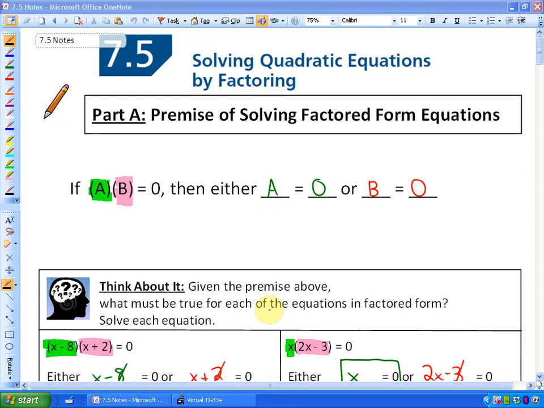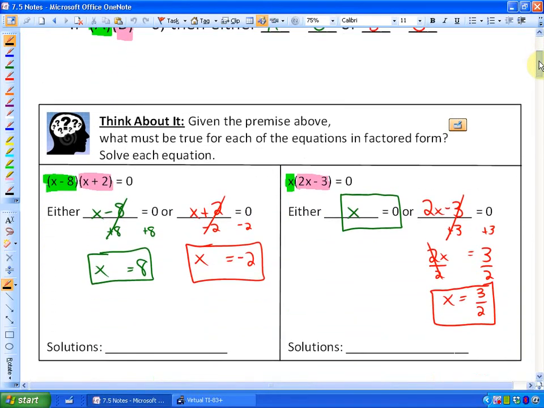This is lesson 4 of 7.5, which is solving quadratic equations by factoring. The premise of this section is that if we have a factor a times a factor b is equal to 0, then either a is equal to 0 or b is equal to 0. What we're going to look at in this lesson is how to use that premise to solve word problems.